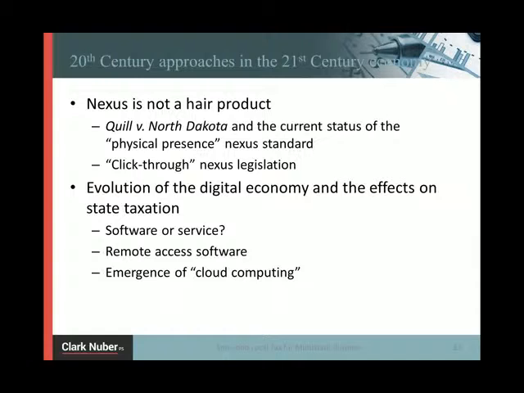These laws are referred to colloquially as the Amazon click-through nexus legislation, because it was principally enacted by various states, the first of which was New York, to try and cause Amazon to have a tax collection obligation.